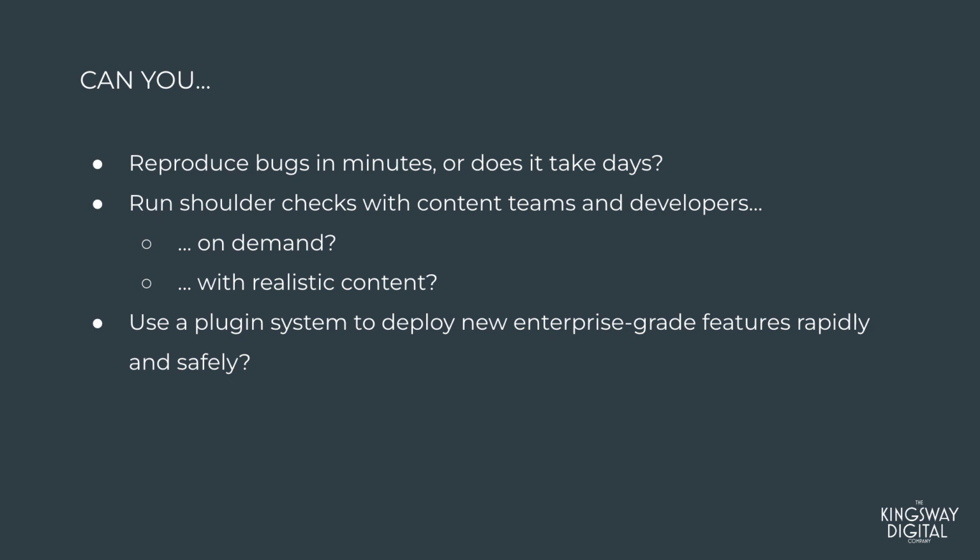In a streamlined DevContentOps world, it is possible to find bugs in minutes instead of taking days just to get an environment stood up. It's possible to run shoulder checks with the content teams to check that the work you're doing is producing results that align with their expectations. These are realistic shoulder checks using real live existing content assets.